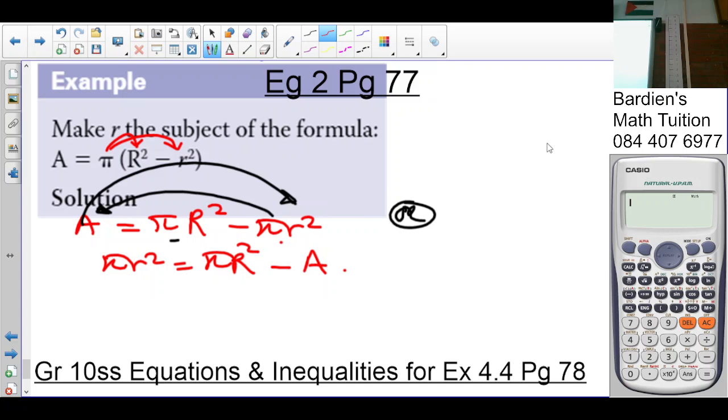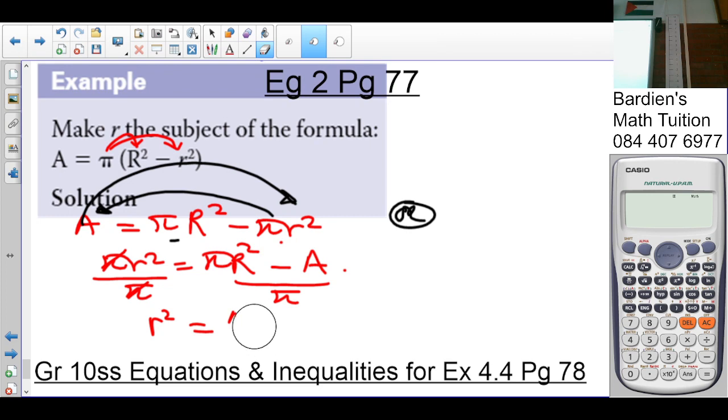Now what do we do? Divide by pi both sides. So that cancels, so r squared is equal to pi... Does this pi and that pi cancel? Yes. No. Why not? There's a negative sign there. That's why it can't cancel. Okay. So I'm left with pi R squared minus a over pi.